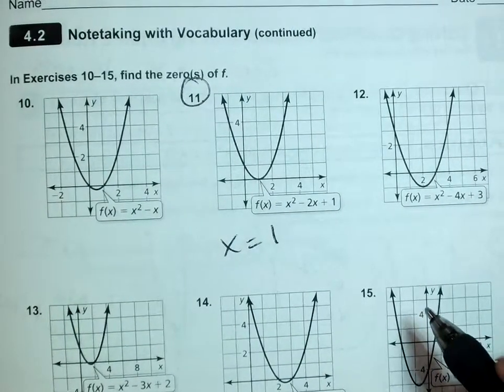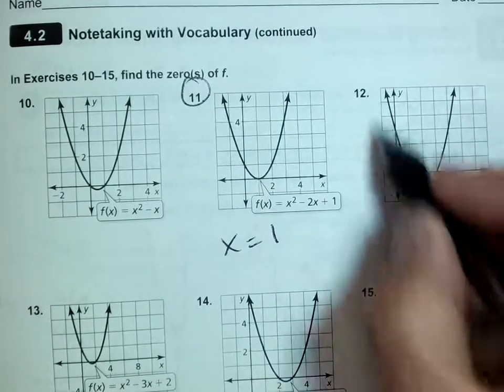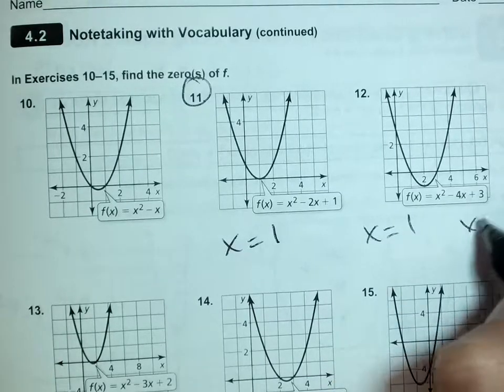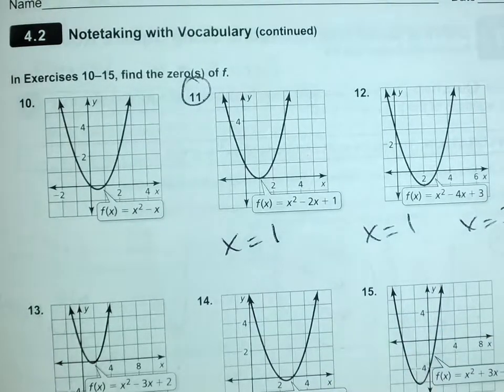Okay, now, number 12. Just looking at the graph, what's my answers? X equals? 1 and 3. 1 and x equals 3. Nice.